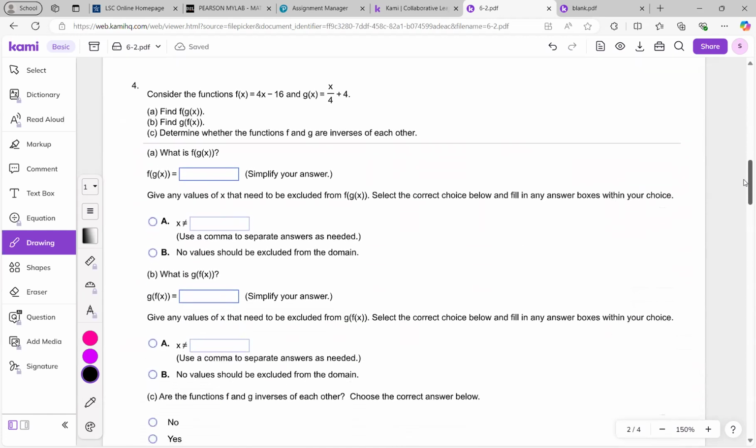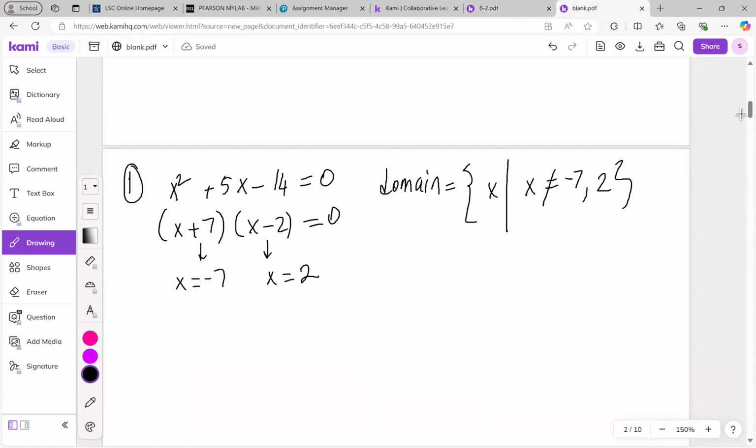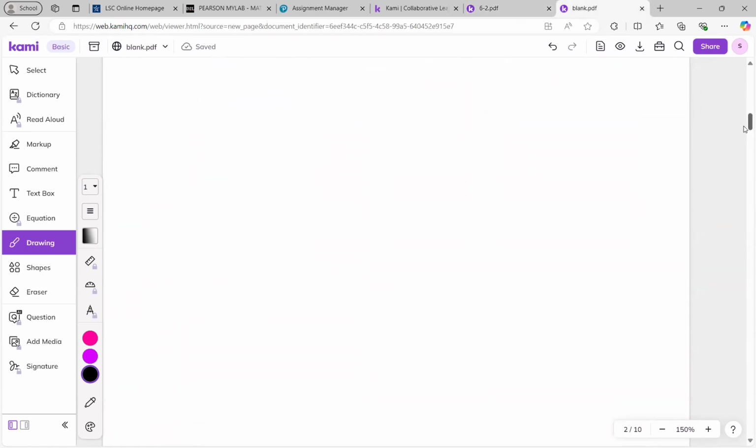For question 4, we have two functions given, f and g. First, we're going to calculate f of g of x. So we're going to put the g inside the f. Then for part B, we're going to put f inside the g. And then we're going to decide if these two functions are inverses of each other. So we're going to understand the relationship between the inverse functions and their composite functions. So let's move here, and then let's scroll down a little bit.